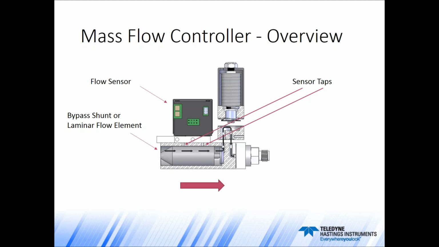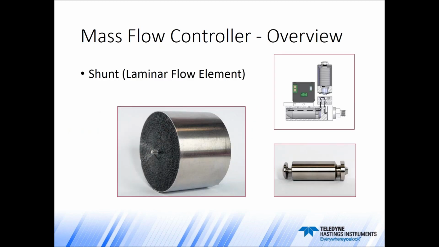A well-designed shunt features a stable, predictable flow ratio between the bypass shunt and the flow sensor. Ideally, we want to have laminar flow. Everything's well behaved. Now I've shown here a couple of different examples, a smaller shunt shown there on the lower right, and one of our larger shunts shown on the left.